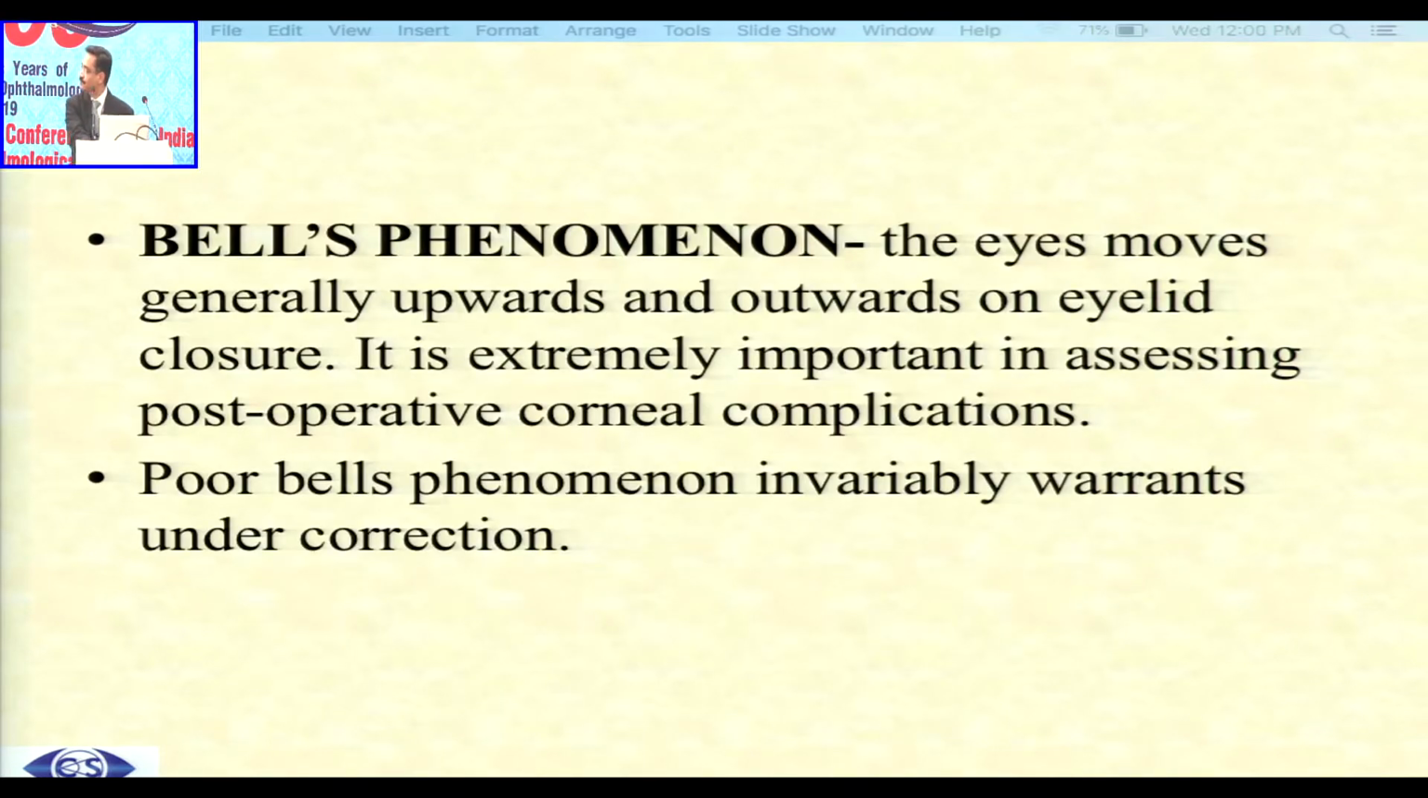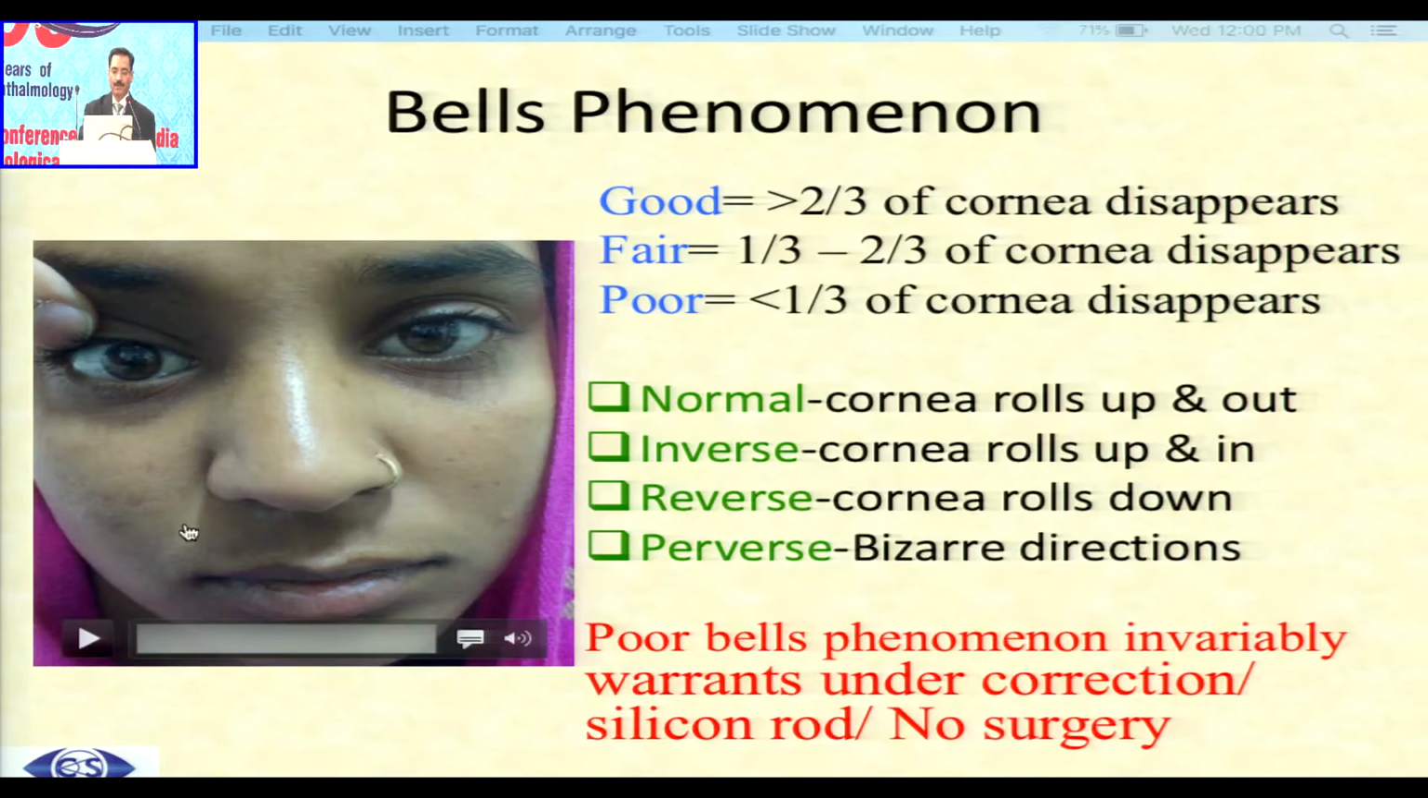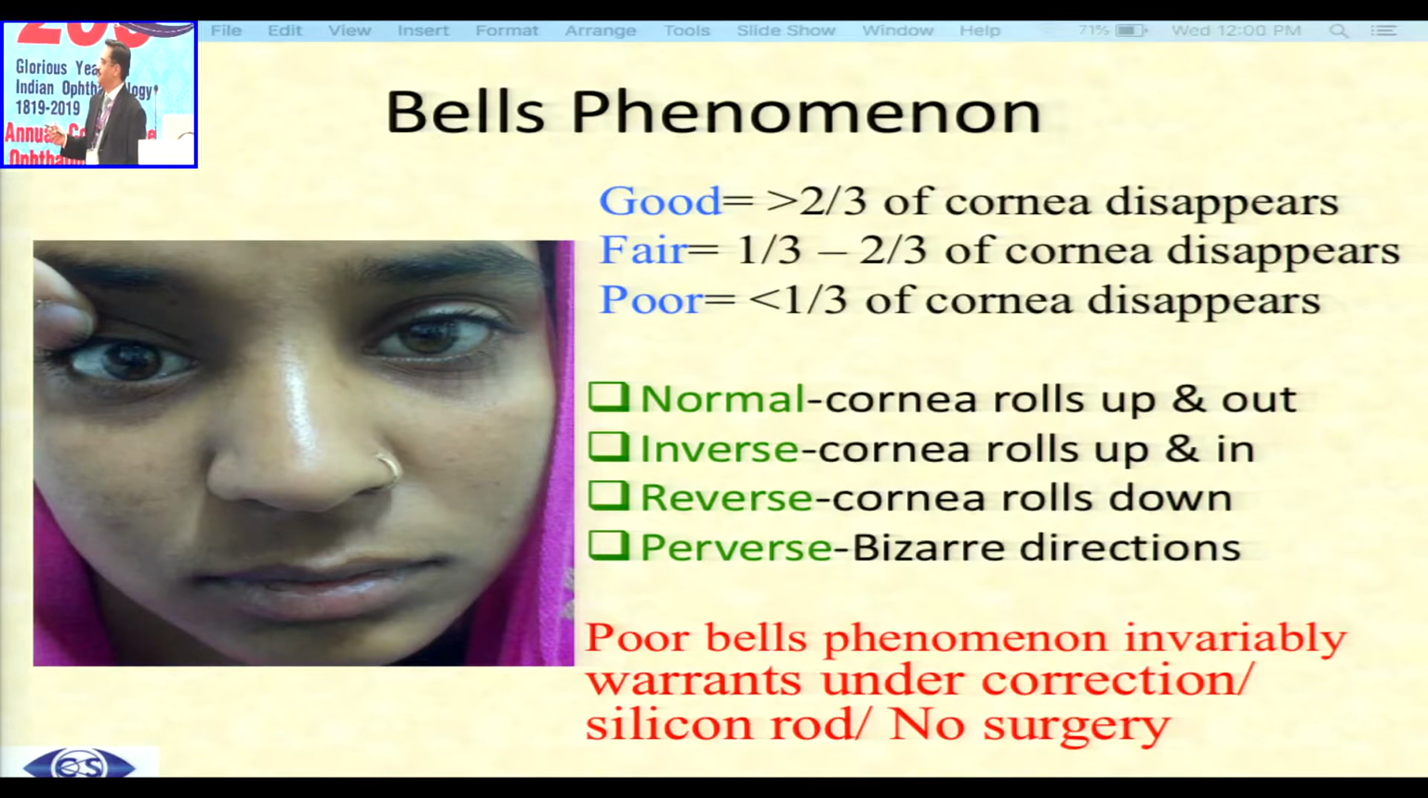Bell's phenomenon. The eyeball moves up and out on attempted lid closure. It is again very important in assessing postoperative corneal complications. Poor Bell's phenomenon invariably warrants undercorrection or no surgery. How to check Bell's phenomenon? I'll just tell you. Good Bell's is when more than 2/3 of the cornea disappears on attempted lid closure. Fair is when 1/3 to 2/3 of the cornea disappears, and poor is when less than 1/3 of the cornea disappears under the upper eyelid.